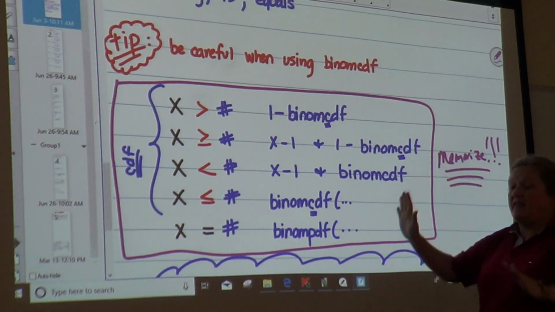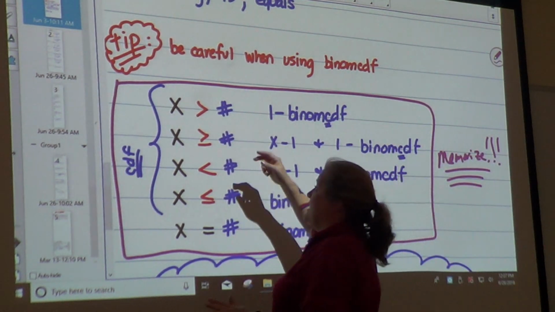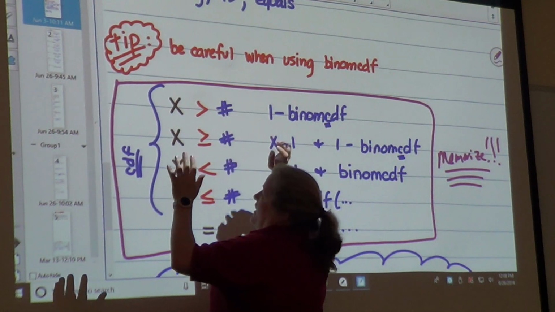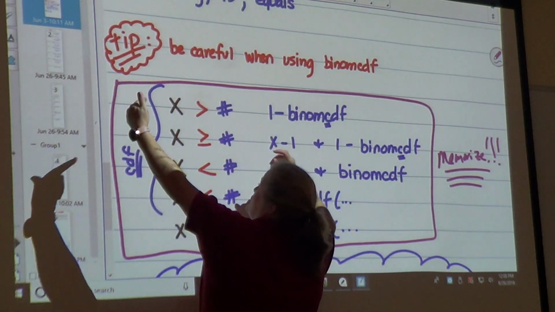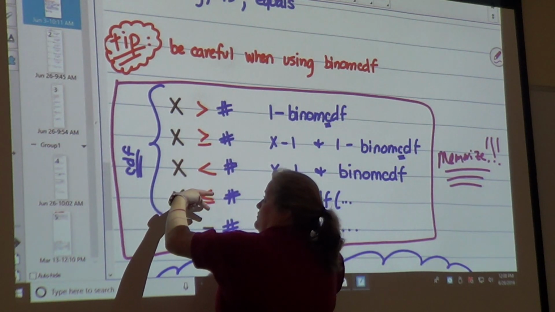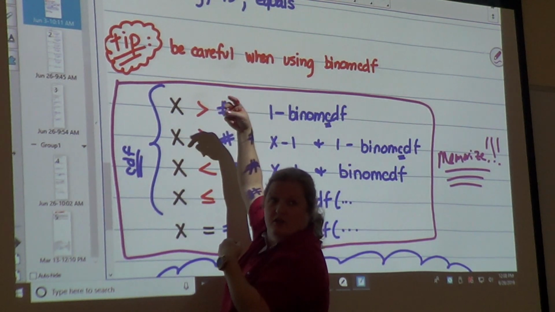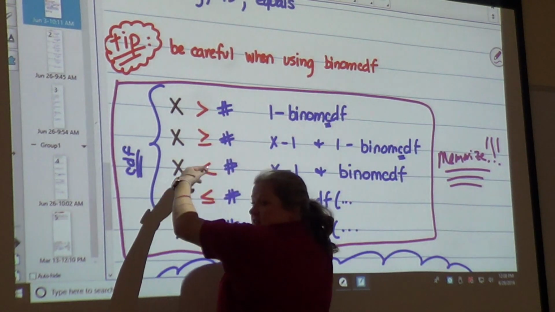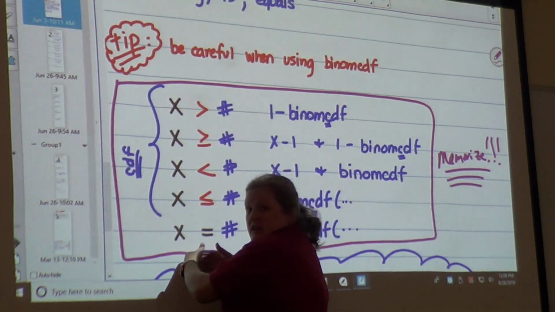Here's kind of like my method to doing this. I start greater than, equal to, less than, equal to. So there's my pattern: greater than, equal to, less than, equal to, and then finally equal to.